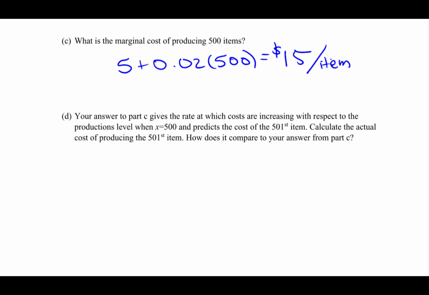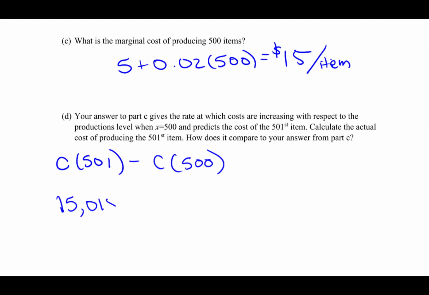Now part D is asking us to compute the actual change of cost from the 500th item to the 501st item. So we need to calculate C of 501 minus C of 500. So we have 15,000.015 minus, sorry, that should have been a decimal. C of 500 was 15,000 even, and we get 15.01.